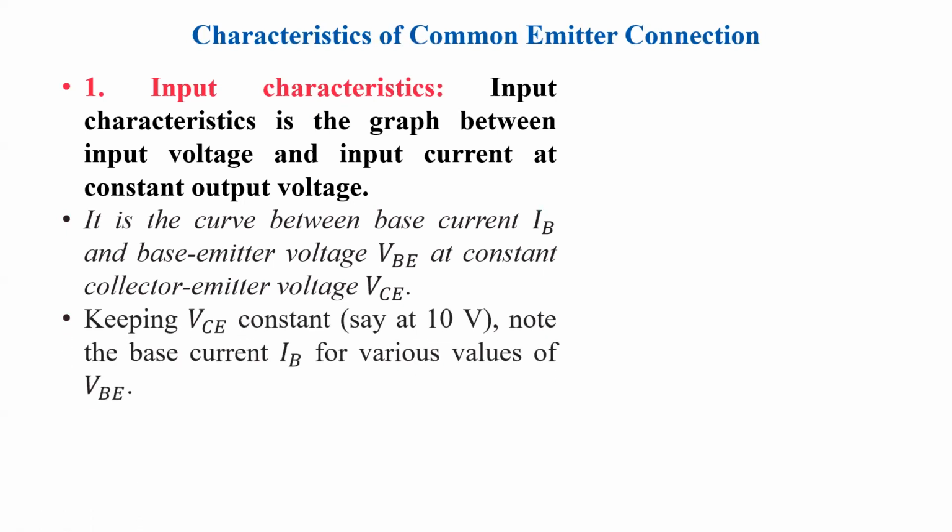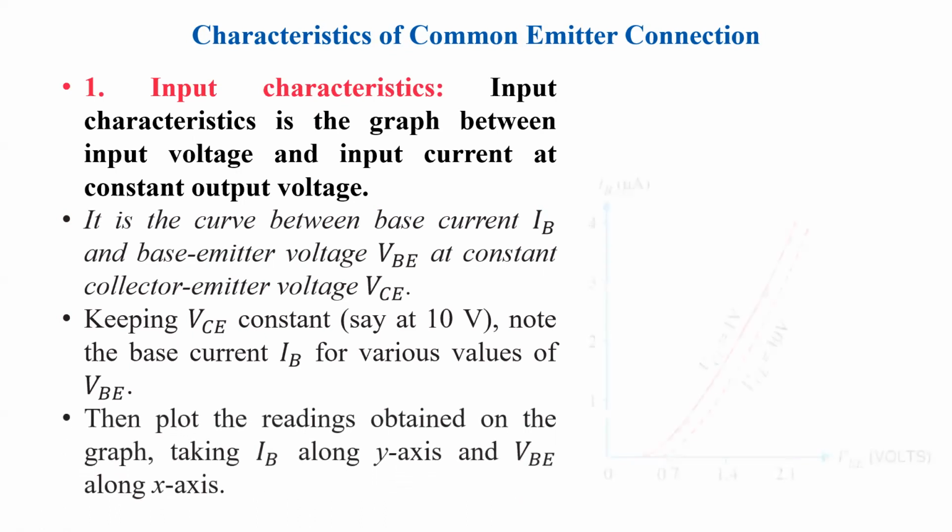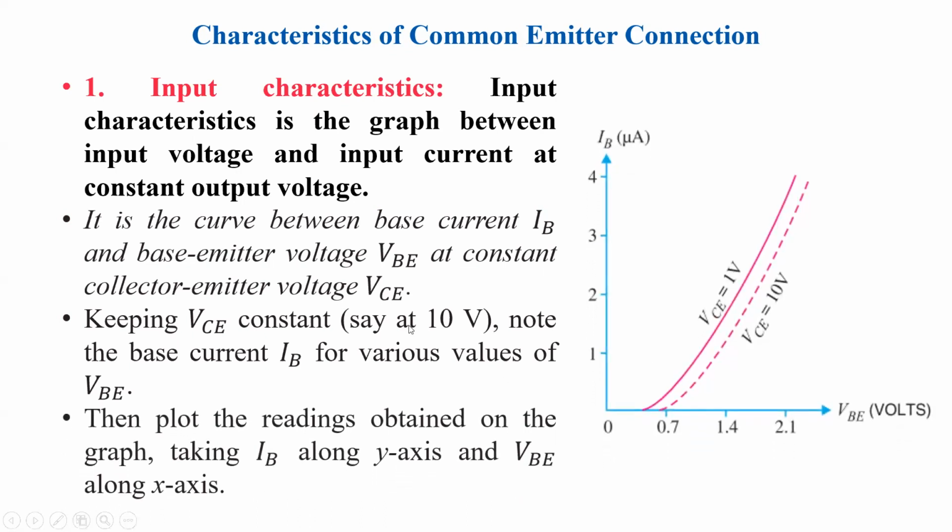So in order to study this input characteristics, we have to keep VCE constant, say at 10 volt. Then the base current IB should be noted for different values of VBE. Then we have to plot the graph of VBE along the x-axis and IB along the y-axis. And you can observe a forward biased diode characteristic like behavior.